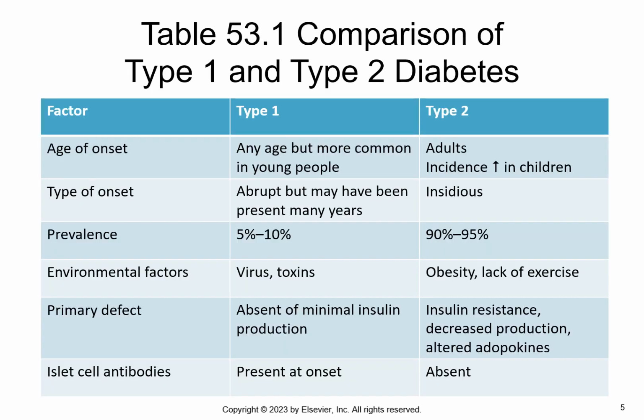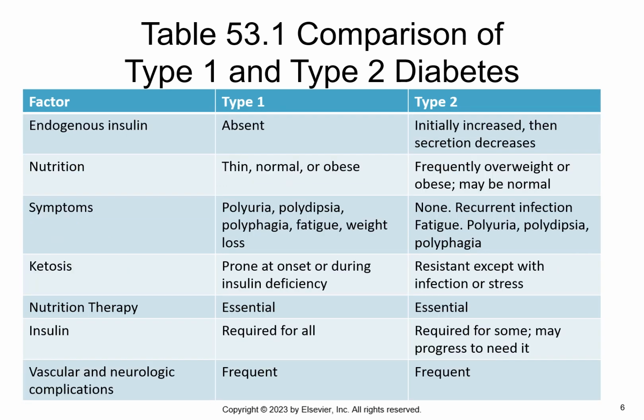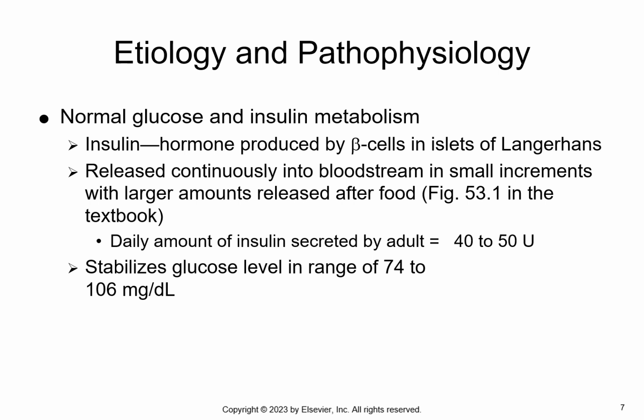You will see table 53.1 for comparisons of type 1 and type 2 diabetes, where you look at factors like the age of onset, the type of onset, the prevalence, the environmental factors, the primary defect, and the islet cell antibodies. So take some time and preview that to help with your comprehension. There's 2 pages of that, slide 5 and slide 6. So we go on to etiology and pathophysiology, looking at the normal glucose and insulin metabolism.